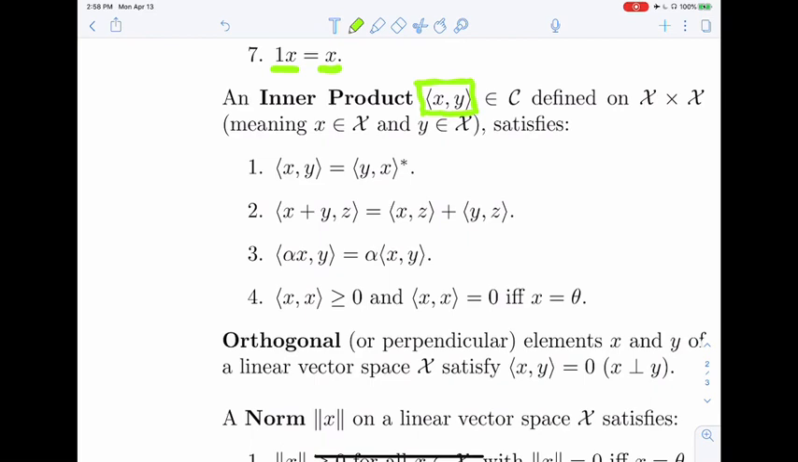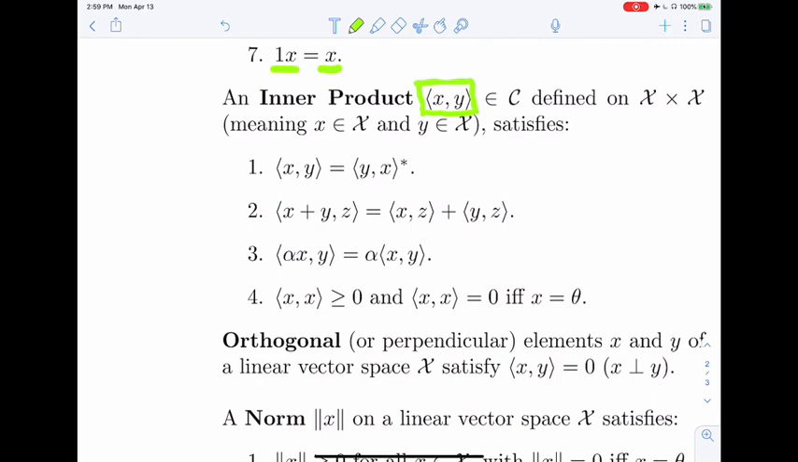And it's defined on the cross product between two vector spaces, x crossed with x, meaning that I have a vector that's part of my linear vector space, x, and I have another vector, y, that's also part of the vector space x, and this inner product is defined on this element x interacting with this other element x. Okay, so what does this inner product need to be a valid inner product?